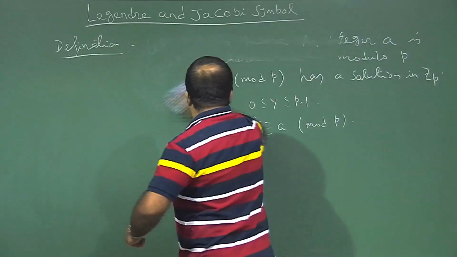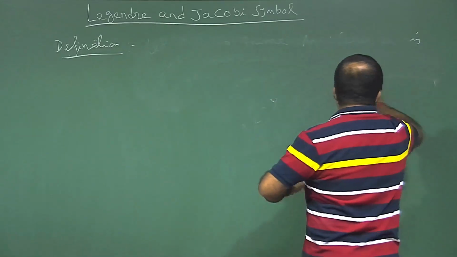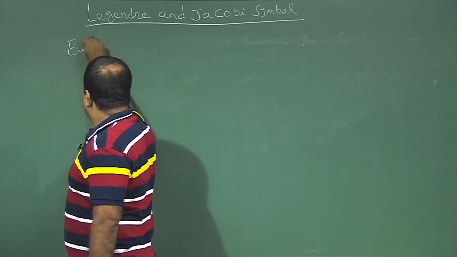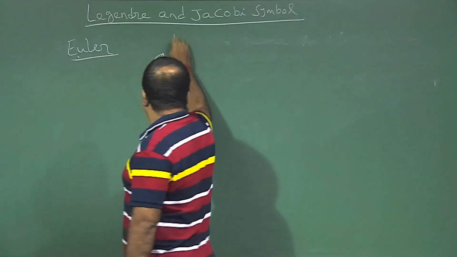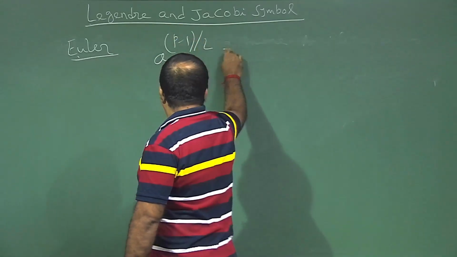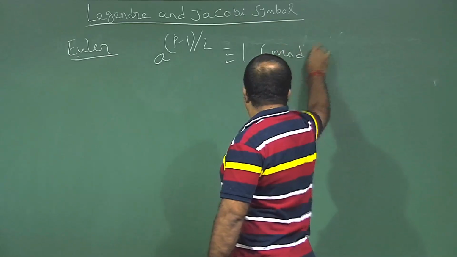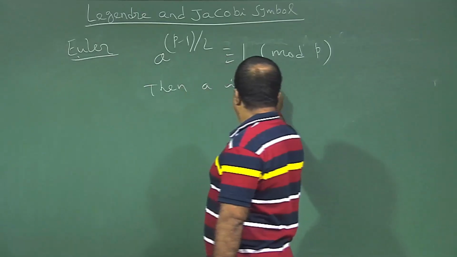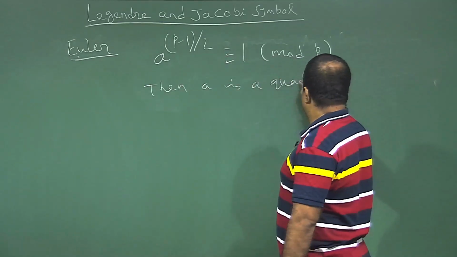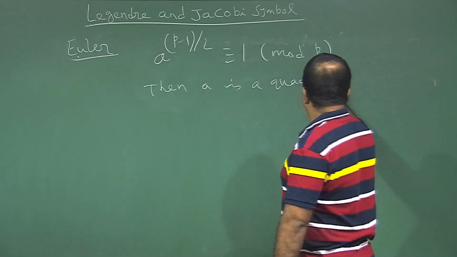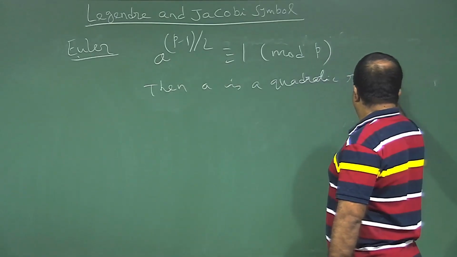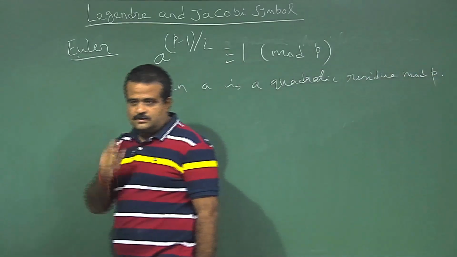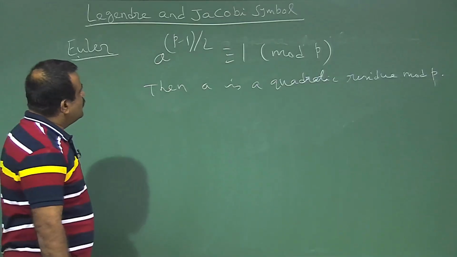So, Euler's criterion is telling us, if A to the power (P minus 1) by 2 is congruent to 1 mod P, where P is a prime, then A is a quadratic residue mod P. So, this result we have seen, and we have proved this result. Okay.